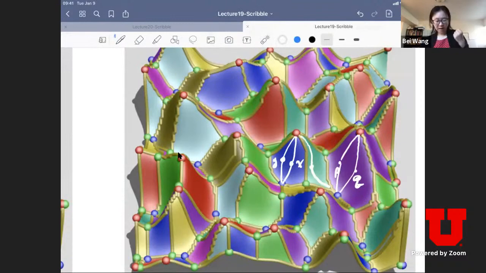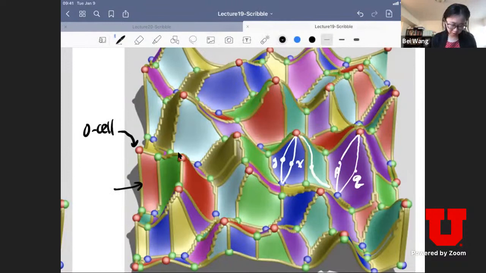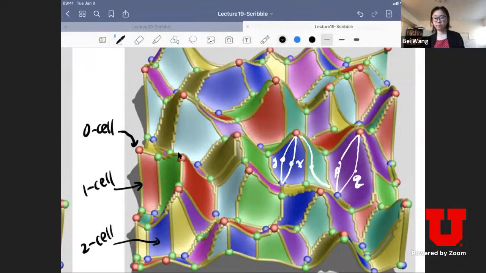Now, once you have this, those colored points are my zero cells because they are the critical points. Those boundary golden edges are one-dimensional cells, so they are basically edges connecting critical points. And then the colored regions are the two-cells of the Morse-Smale complex. Okay, so that's what the Morse-Smale complex looks like.